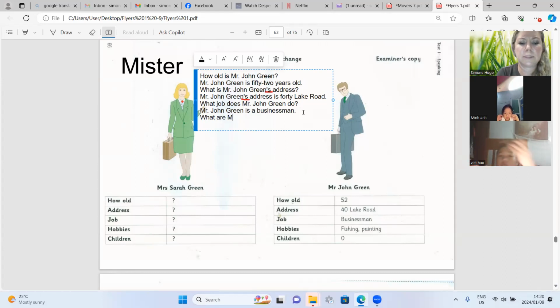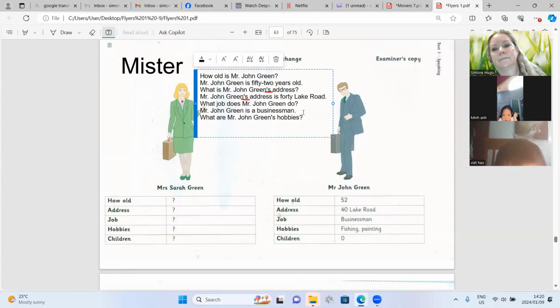What are Mr. John Green's hobbies? Mr. John Green's hobby is fishing, painting. Mr. John Green's hobbies are, because he has two hobbies, not just one, two. Mr. John Green's hobbies are fishing, painting.